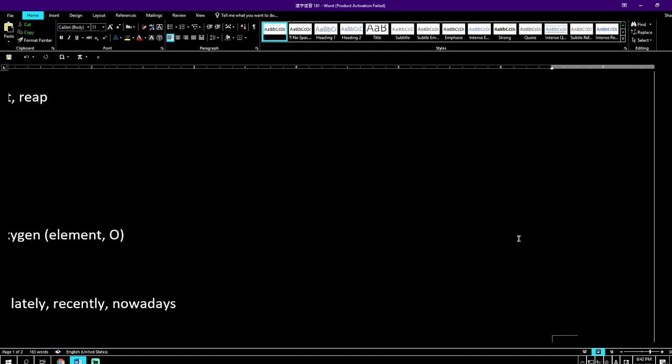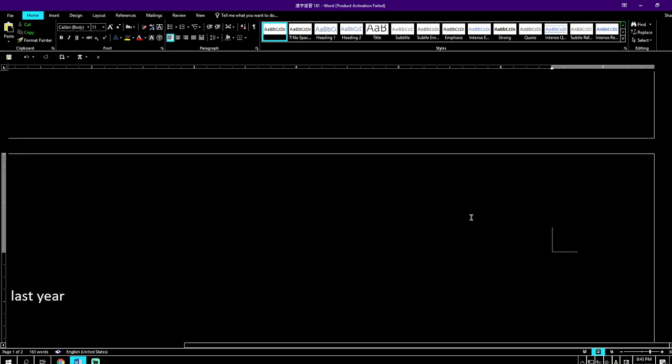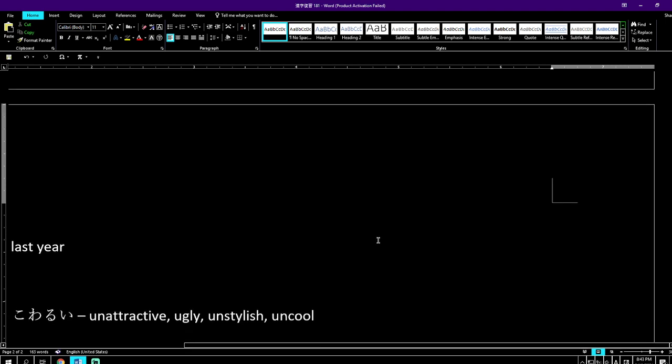Next, lately, recently, or nowadays is chikagoro, or the time period closest to now. Chikagoro. Last year is either kyonen or sakunen. Sakunen was today's word. Sakunen. And lastly, we have kakkowarui. Kakkowarui for unattractive or ugly, the opposite of cool, or kakkoi. Kakkowarui is uncool, unstylish, and unattractive.